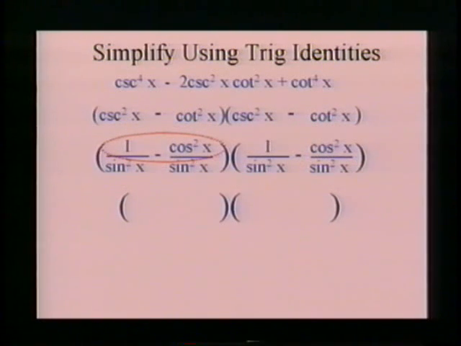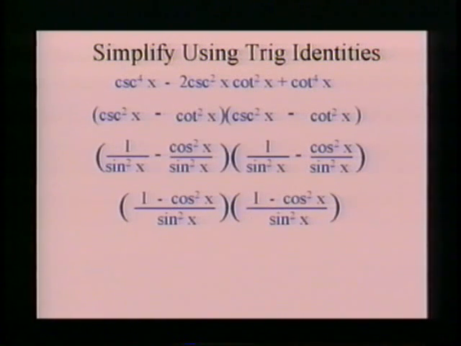1 minus cosine squared, both of them over sine squared. So I can make that into 1 minus cosine squared over sine squared. And since the other one's the same, I can just write him. Now, here's where it gets fancy schmancy. Here's where you're reviewing identities, I believe.